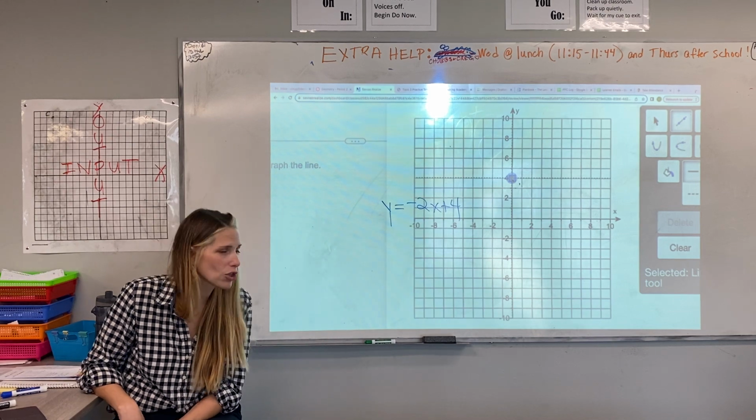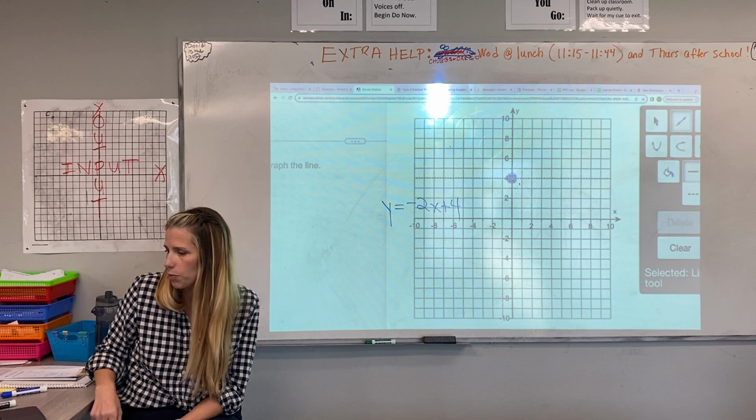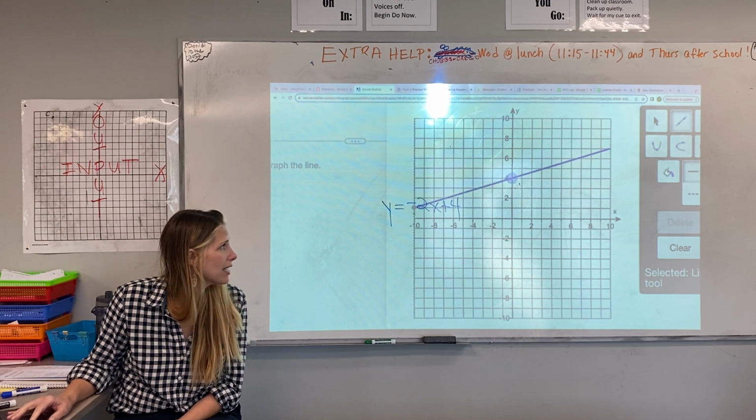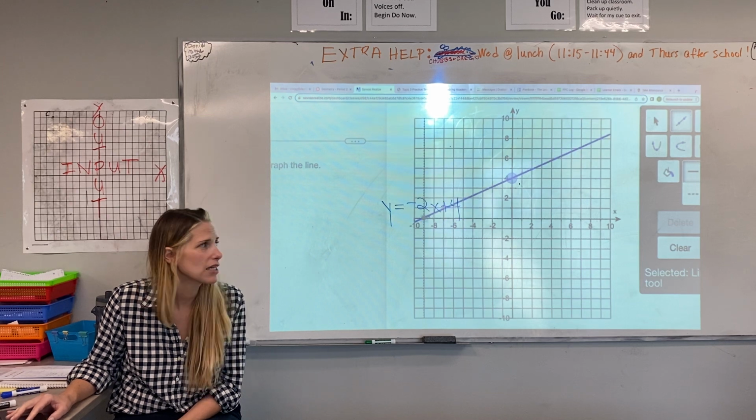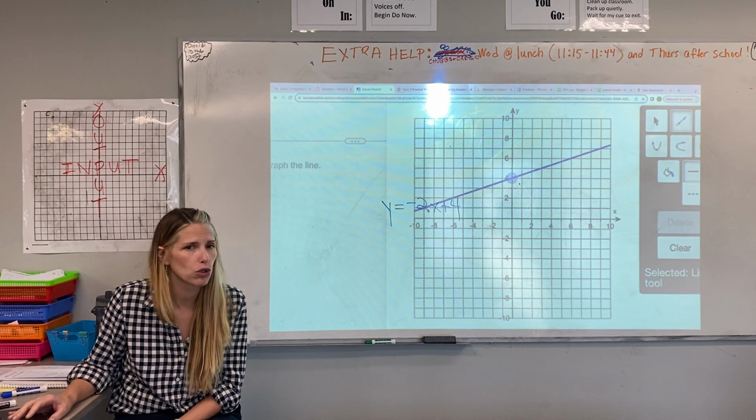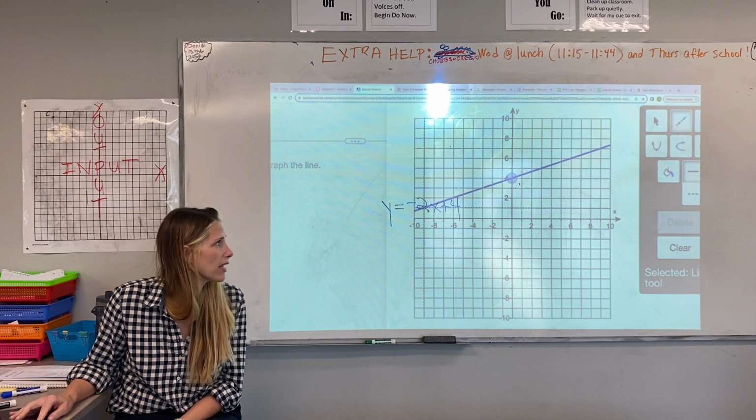That's why we call it slope intercept form. Slope is rise over run. So this negative 2, you're right to say that it's over positive 1, because if you have a whole number, then your slope, your rise over run, is negative 2 over 1.